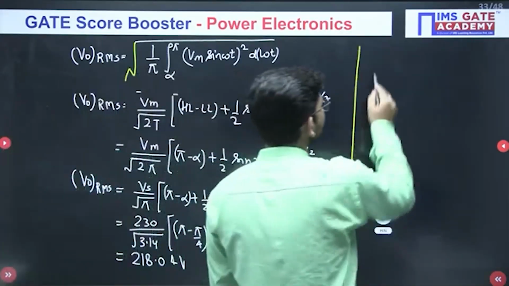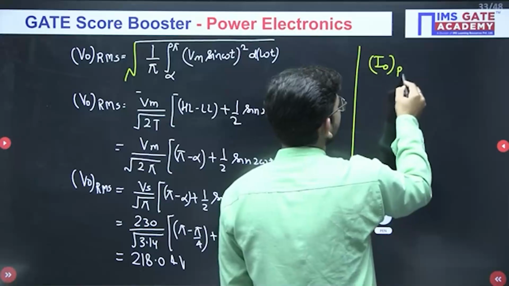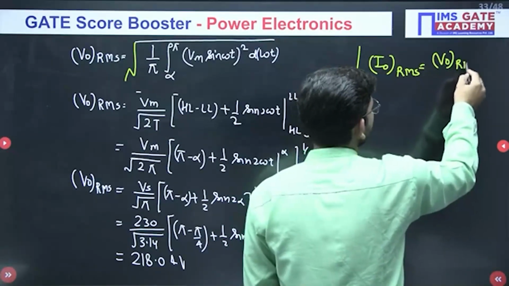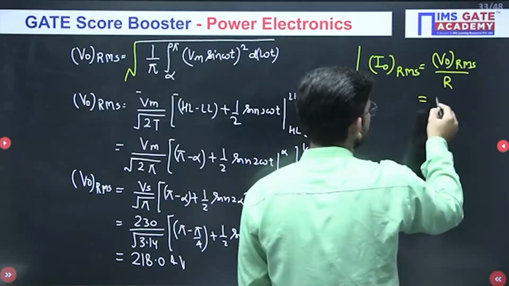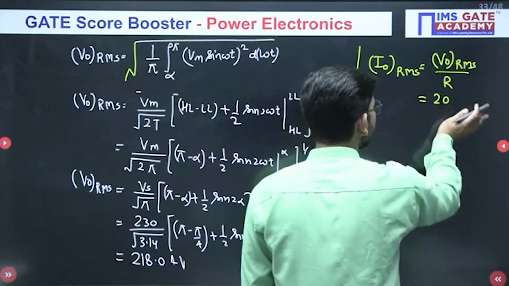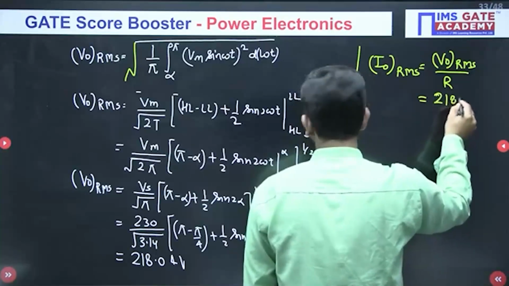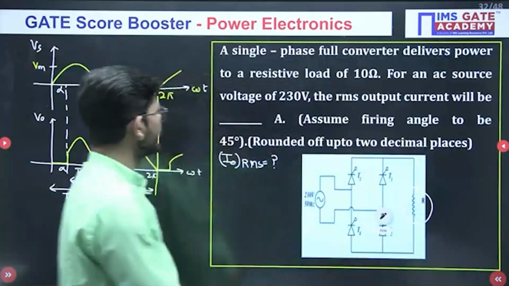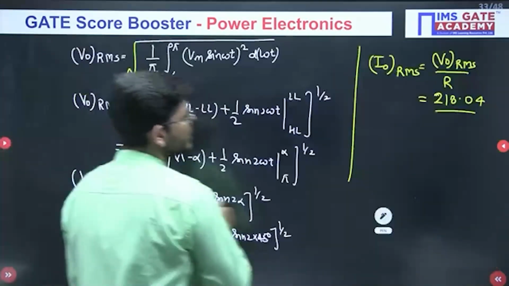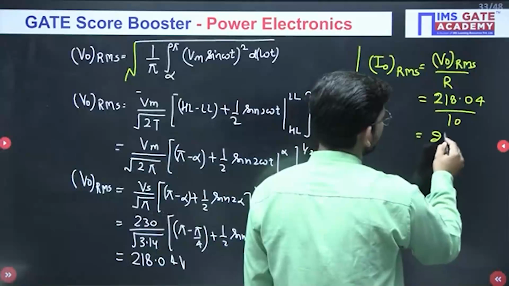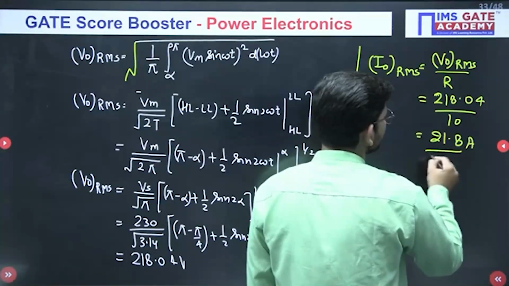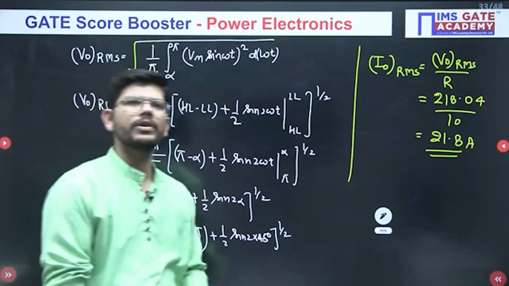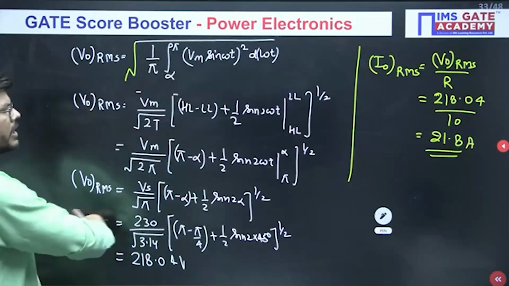Once you have obtained the voltage, the RMS value of current will be what? The RMS value of current will be RMS value of voltage divided by the impedance, which is resistance only here. So 218.04 divided by the resistance value. How much is it? 10 ohm. Okay, so we will write 10 here, and what will we get? 21.8 amperes. This will be the answer, which Nilmesh has already obtained. Very good, Nilmesh.